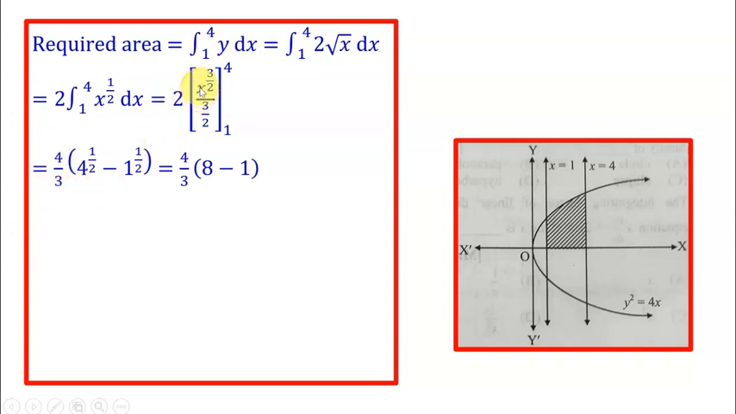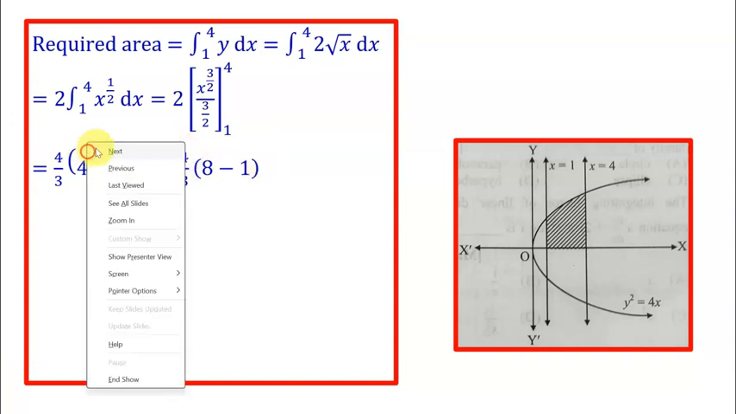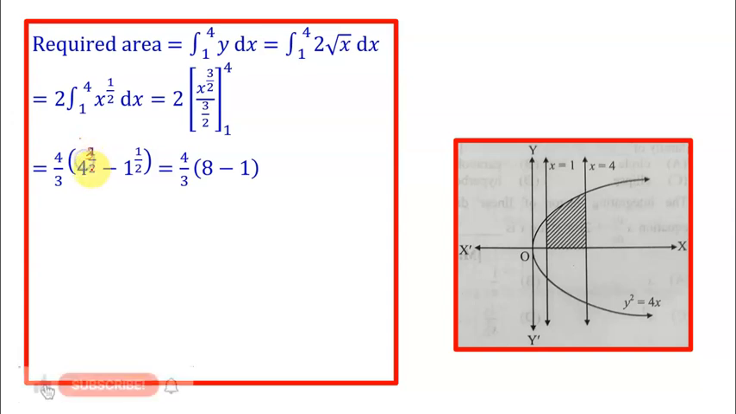Replace here x by 4. Then you will have 4 raised to 3 by 2, and 1 raised to 3 by 2. Okay. Therefore, 4 raised to 3 by 2 means what? 4 is 2 raised to 2, the 2 will get cancelled. 2 raised to 3 means what? 8. And 1 raised to 3 by 2 means what? Overall, it is 1. Therefore, 8 minus 1, 7. 7 into 4, 28. 28 upon 3 square unit. And this is the answer.